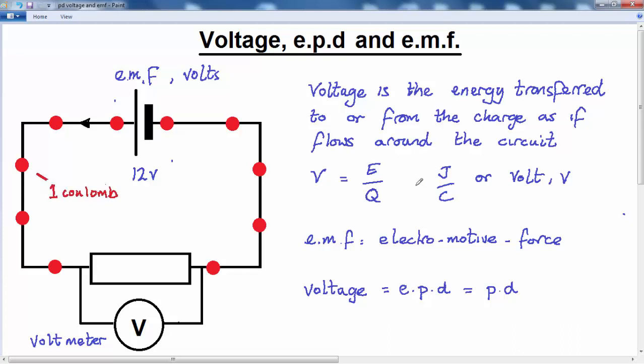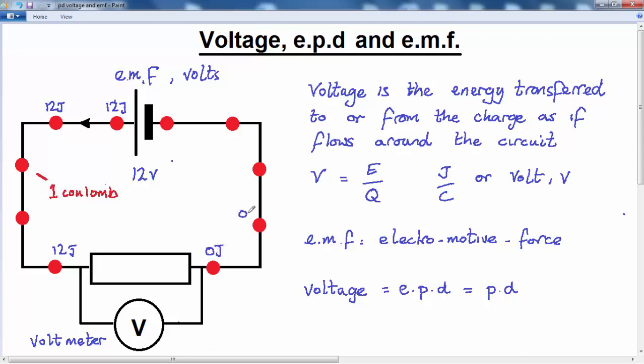So we can say that it's carrying 12 joules at the moment. This one has 12 joules of energy. This one, etc., as it goes around the circuit. And then as it passes through the resistor, that 12 joules of energy is transferred to the resistance. So when it comes out of the resistance, it's lost all its energy. It's got 0 joules now.